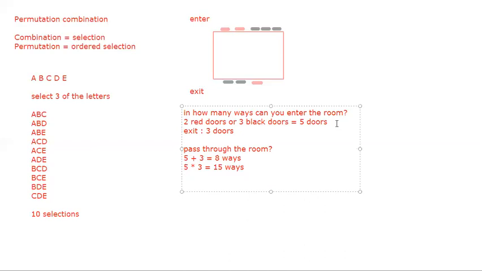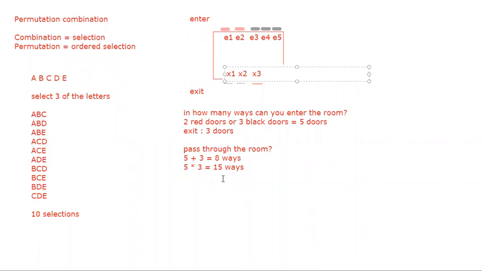Okay. So let me just name the doors for entry as E1, E2, E3, E4, E5. And let's call the exit doors as X1, X2, and X3. Now, understand that if I enter through E1, I can exit through either X1 or X2 or X3. So there are 3 options. Correct? If I enter through E1, I have 3 options to go out.